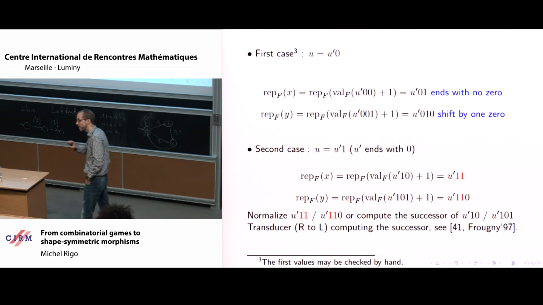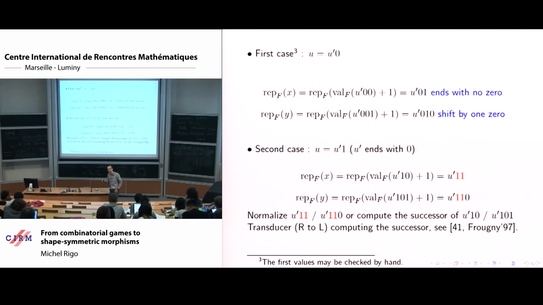And so in that case, what do you see? xy is a P position of Wythoff's game. If what? Here I have no 0 at the end. And here I have exactly the same expansion shifted by a 0. So I have an extra 0 here.